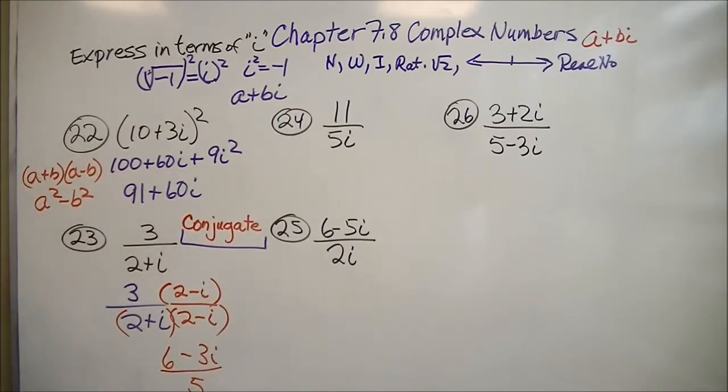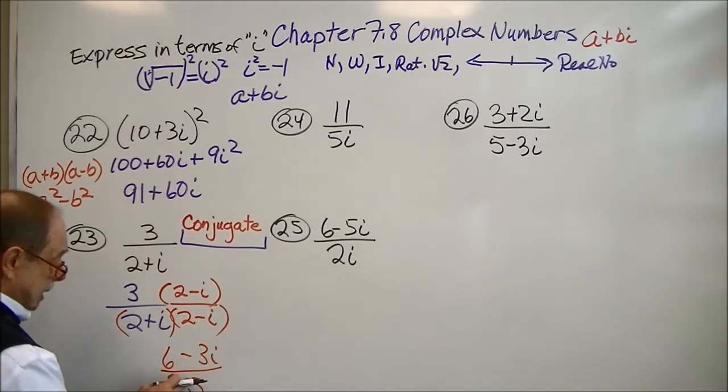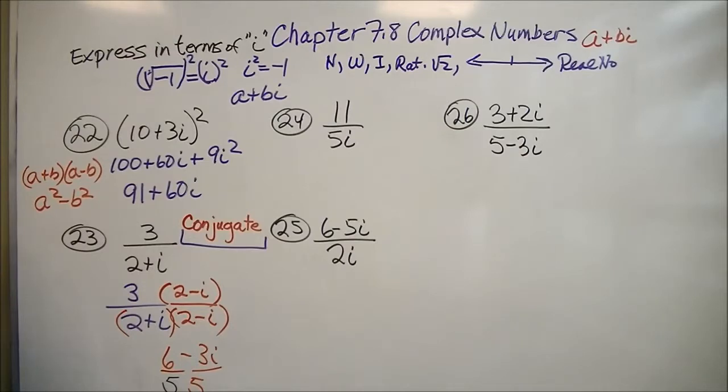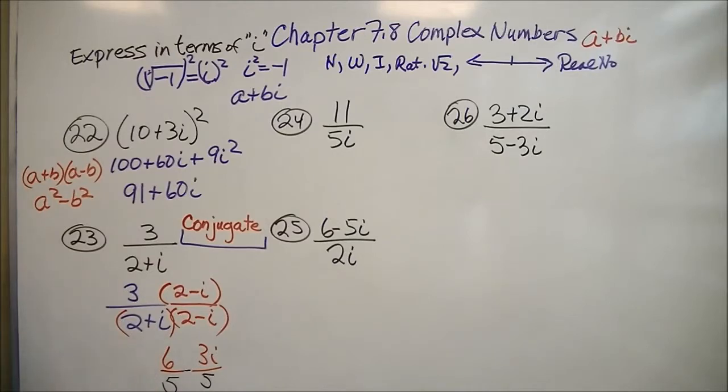Well, what do I have to do to put it in standard form? The only thing you have to do is to write our denominator over each of the terms. So now the answer is, and you can put that negative sign right over there, 6/5 minus 3i fifths. I guess I can move that over a little bit too. Now that is in standard form. Okay?